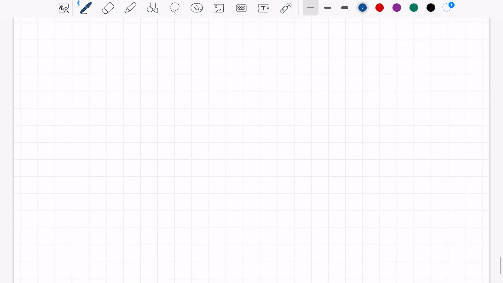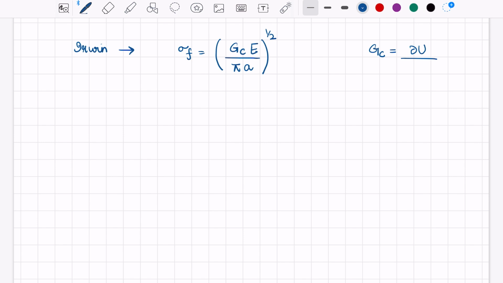In our previous video we have seen that Irwin proposed an equation that is failure strength equal to critical strain energy release rate multiplied by Young's modulus divided by pi multiplied by crack length to the power half. Here GC is critical strain energy release rate, that is strain energy released divided by per unit crack area. So A is the crack length and B is the crack thickness or the specimen thickness.